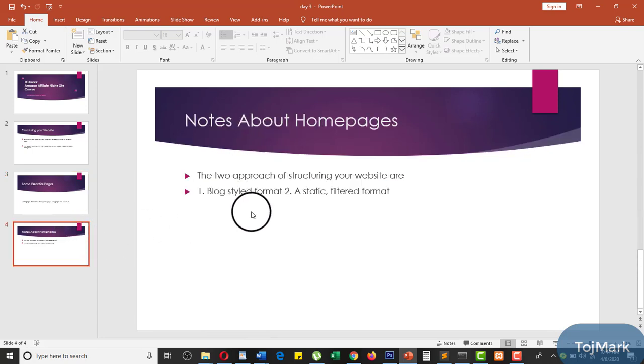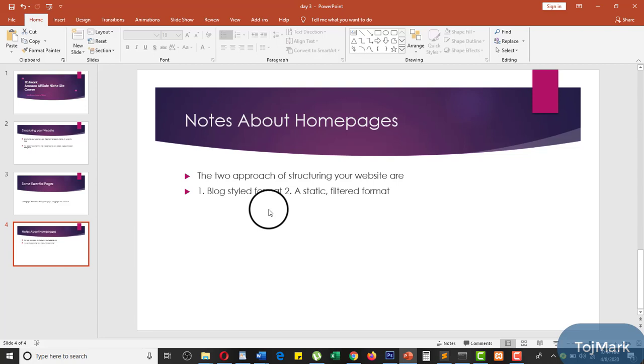So, a note about the homepage. The two approaches of structuring your homepage are the block style format and the static or filter format. When we get to setting up your website, which I think will be in our next module, our sixth module, I will explain more about the block style format and the static or filter format. Because with the block style format, when someone gets to your homepage, what they will be able to see are your informational articles. You will categorize your informational articles.